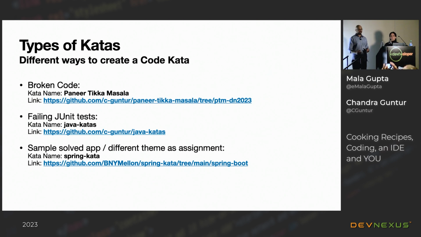Another way of doing this is when you have broken JUnit tests. So your code is completely functional, you have JUnit tests that fail, and your job is to run those JUnit tests.